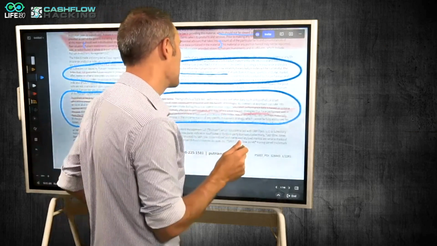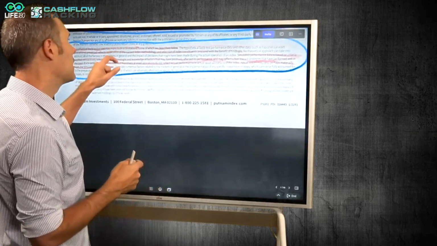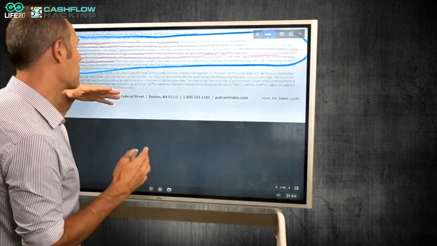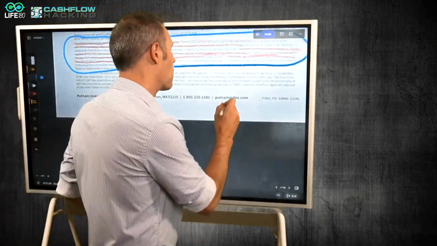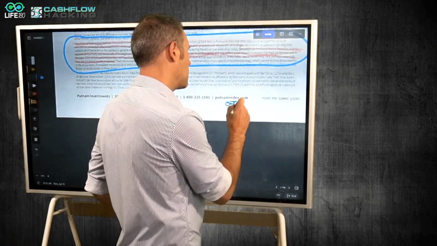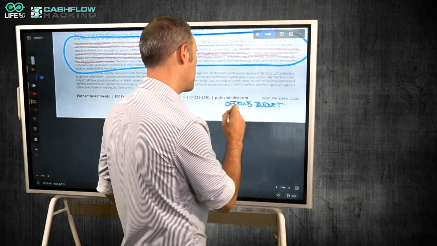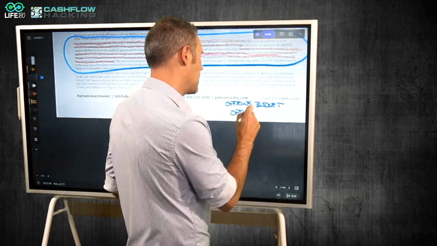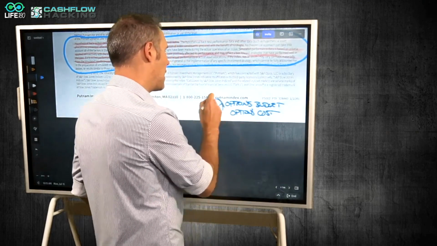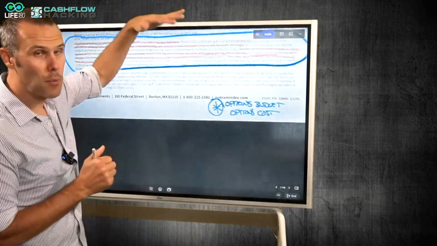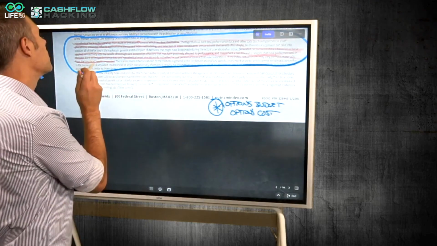So this is basically saying this is what it is. You're getting into this thing, and it's not managed, right? You're participating in this index through, like I said before, an options budget and an options cost, right? It all breaks down to that. Those are the two things that ultimately will control the profitability of your IUL, and I'm gonna get into that as we go. This is really, really important to understand here.